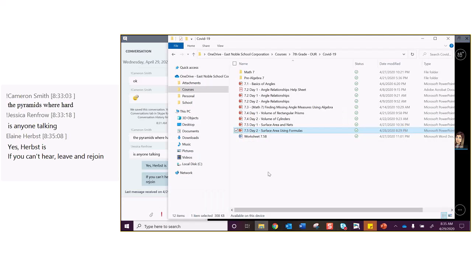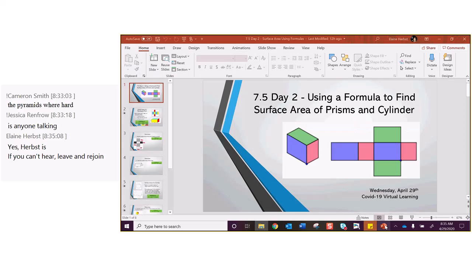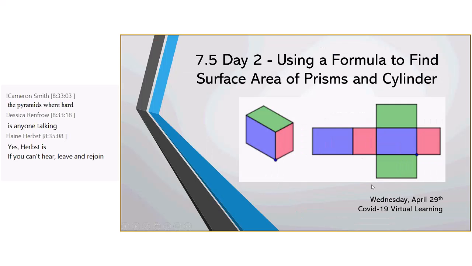Okay, so let's get today's notes going. Oops, I already pulled them up. So today is day 2 of discussing surface area, prisms, and we're going to introduce the cylinder today. You will want a calculator. We do some things with pi, so you're definitely going to want a calculator today. Remember, there's one on your laptop, you might have one on your phone, or you may have your own handheld calculator.